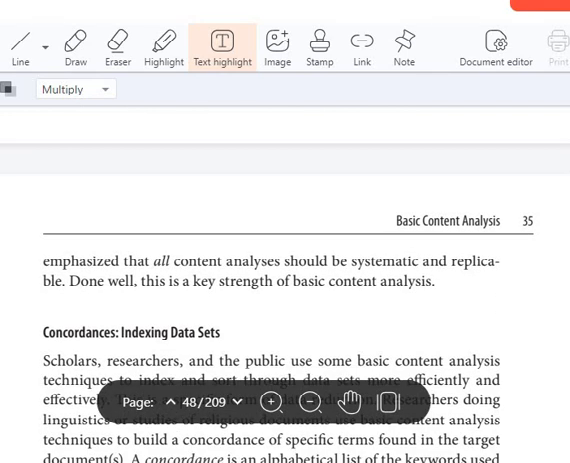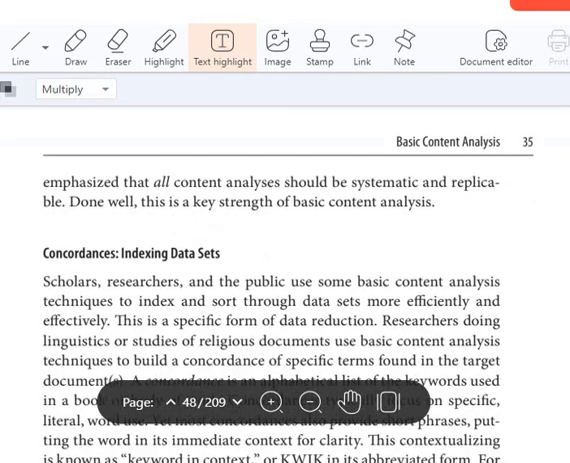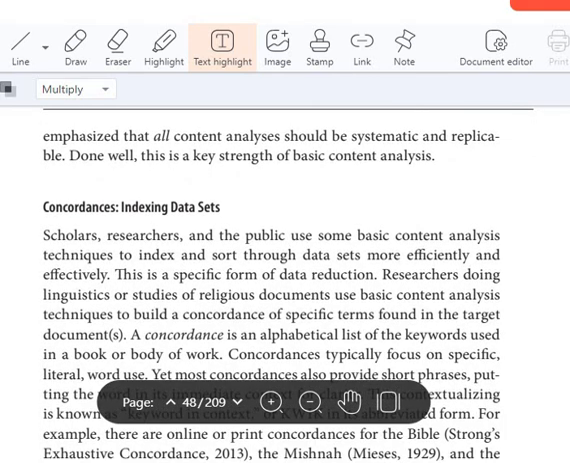The concordances, yes, indexing data sets. We should understand the importance of concordances here in basic content analysis because we are mainly focusing on the apparent data, the apparent meaning. Okay, so I have said previously that we are summarizing data here in order to highlight the most important themes or ideas. Okay, so what is exactly a concordance?